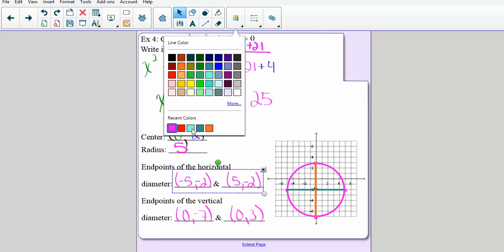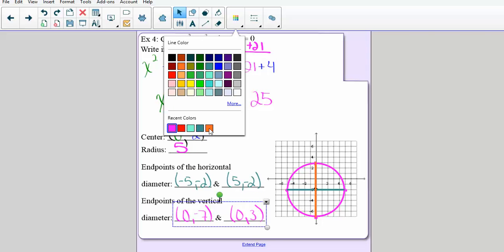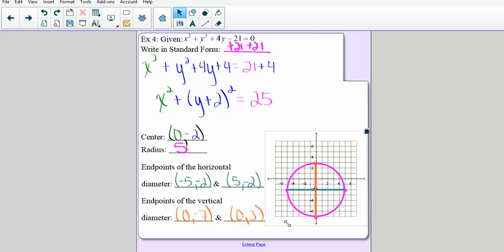Change those colors to match what I did it in. I love my colors. You can actually do this without a graph. It's very easy to do it with a graph because you can just go to the right, go to the left, go up, go down.